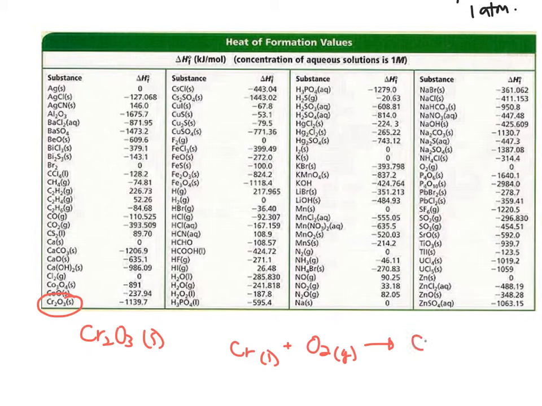So the amount of energy to take chromium solid and oxygen gas to produce Cr2O3, well, in standard conditions, the delta H of that would be negative 1139.7, as is evidenced by what you have in the table. So you need to understand that these numbers that are given in this table are not numbers for creating chromium oxide solid from anything other than its elements.